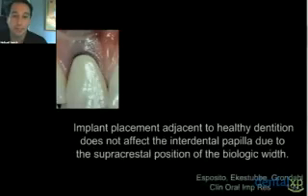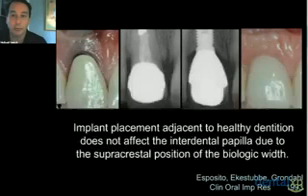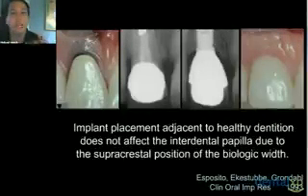And if we look at the same case with the natural tooth and the x-ray of the natural tooth, followed by the extraction and the implant placement, you can see that an implant adjacent to a healthy dentition doesn't affect the interdental papilla because of the supracrestal position of the biologic width on the teeth.